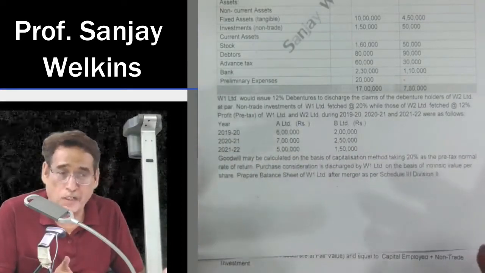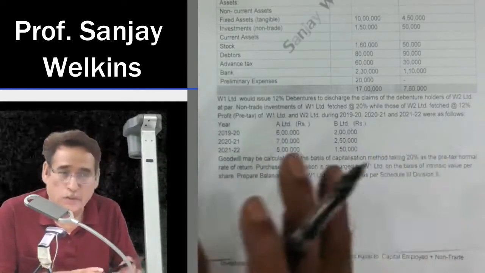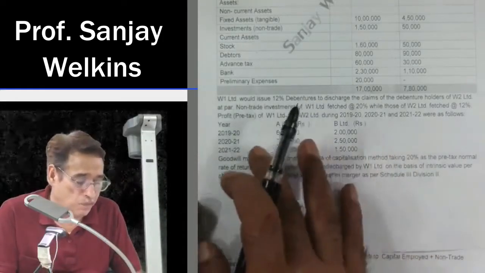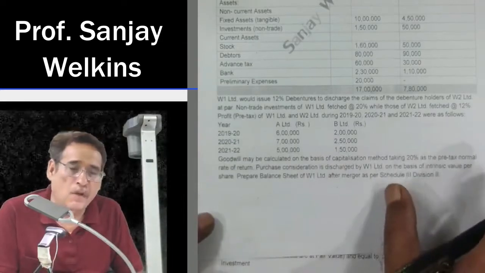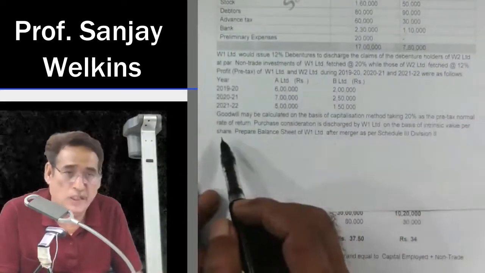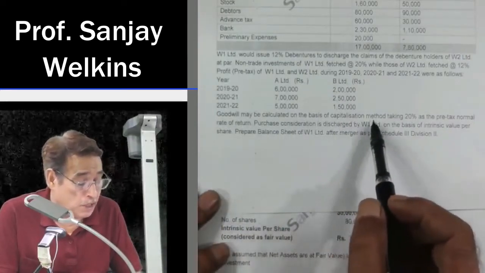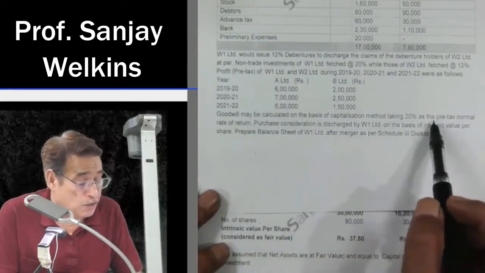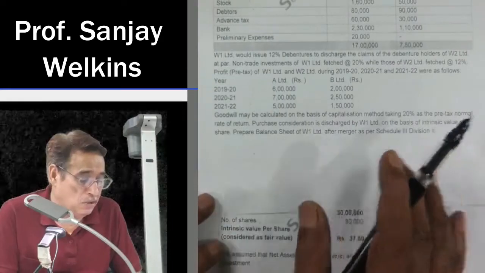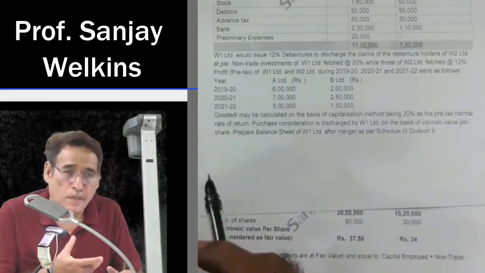Why these profits are given, to be very honest with you, even till up to this particular point of time, we even do not know. But let's see, sometime profits of past years are given, perhaps because of computation of goodwill. So this could be the situation here also. Goodwill may be calculated on the basis of capitalization method, taking 20% as the pre-tax normal rate of return. So question has asked you to compute the amount of goodwill on the basis of capitalization method.